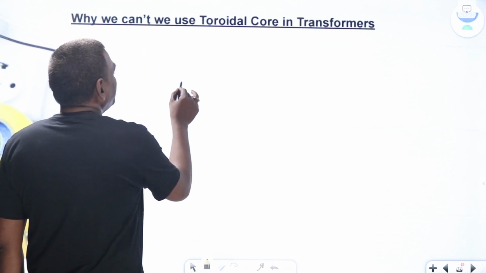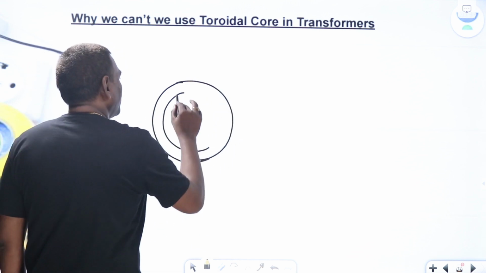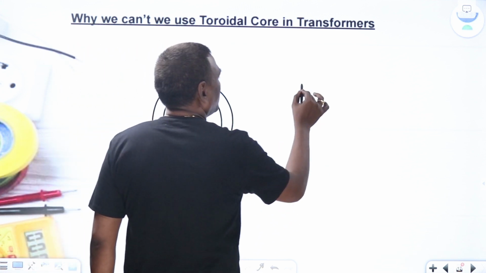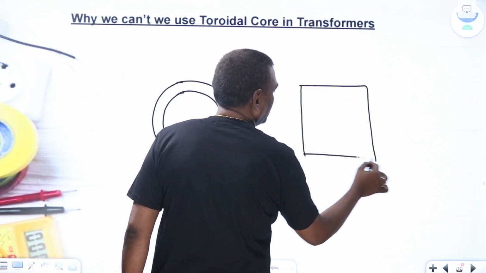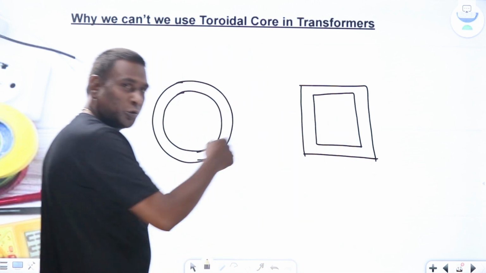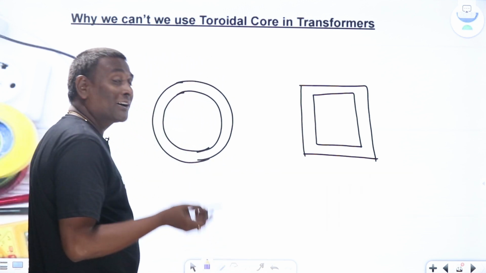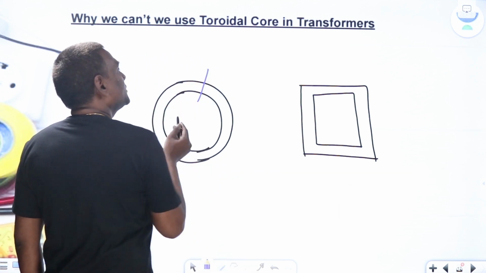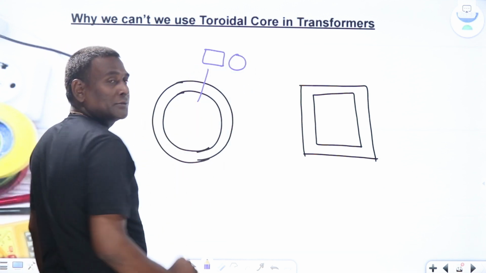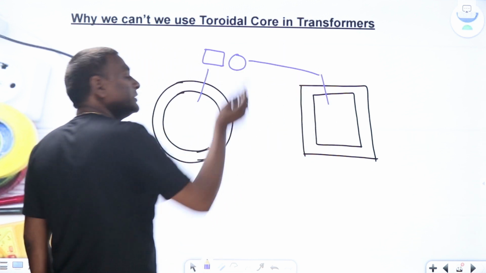Now, why can't we make a toroidal core? This is going to be a toroidal core. This is going to be a toroidal core. Our square core or rectangular core, which we use in a transformer, is nothing but this. We are going to use such a kind of core. And don't get confused with the area of cross section of the core. If I cut it and see here, it can be square also, or it can be circle also.